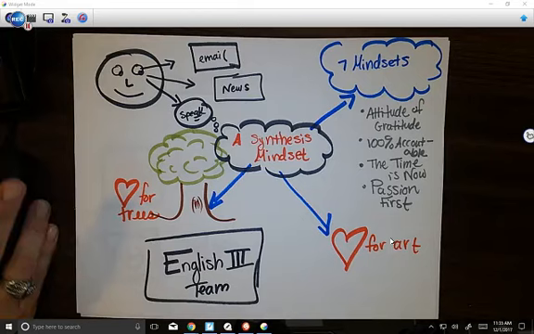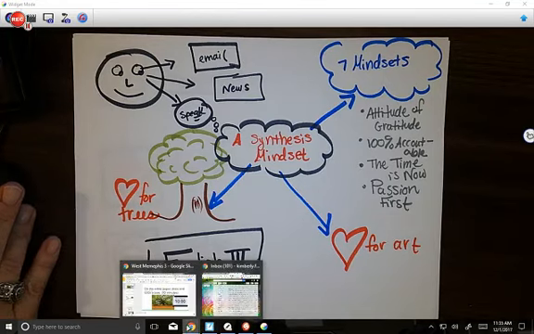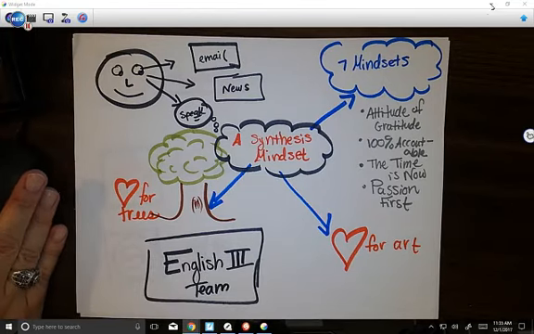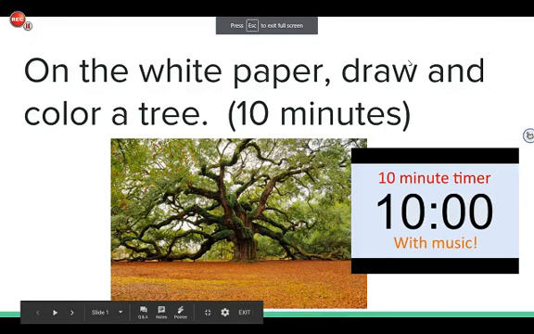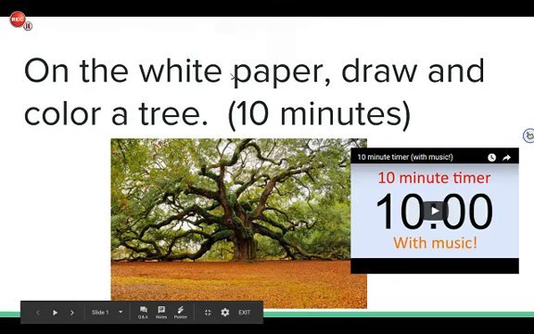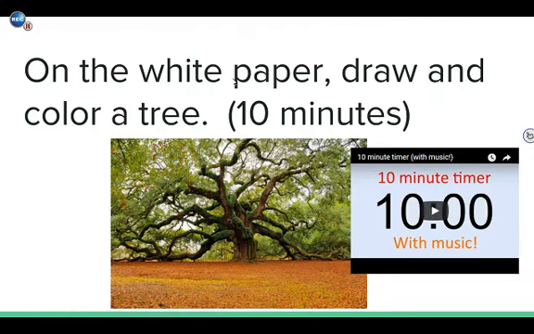And so whenever we teach our students about synthesis, this was a culmination of several teachers putting together the activity. The activity is made in Google Slides. We ask students on a white piece of paper to draw and color a tree, and we give them 10 minutes. Within the presentation, you will also see we have inserted a YouTube video of a 10-minute timer.